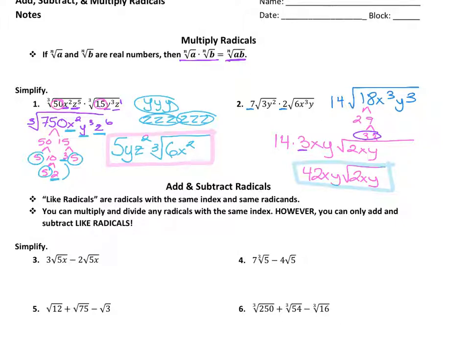Then I looked at my variables. Well, I have an x cubed, so that's 3 x's. This is a principal root, so I'm looking for a pair. So I have a pair of x's, so 1x came out and 1x stayed in. Same with the y, I have 3 y's, so a pair comes out, 1 stays in, so I have y, y. And then when I simplify my answer, I'll get 42xy square root of 2xy.